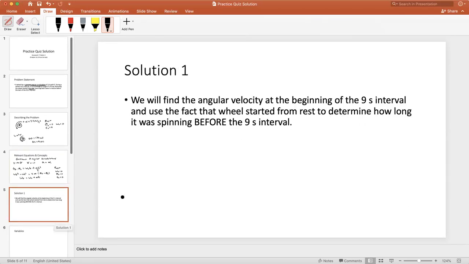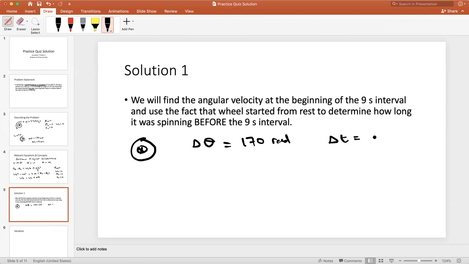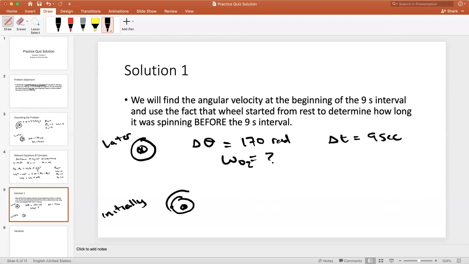let's go. So solution one, what I want to find is during this interval, I know that the change of angle was 170 rad, and I know that the change of time was 9 seconds. But what I don't know is what the initial angular velocity is, this is during the later interval while we're recording, and I'm going to call this angular velocity 2. So initially, remember that I began from rest, right?